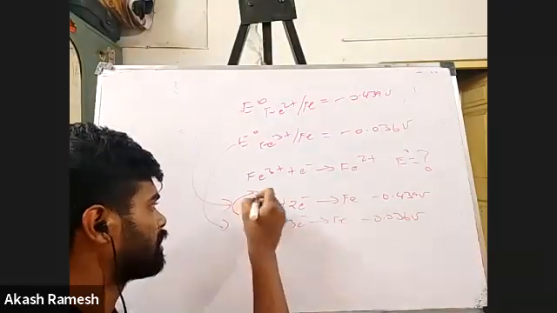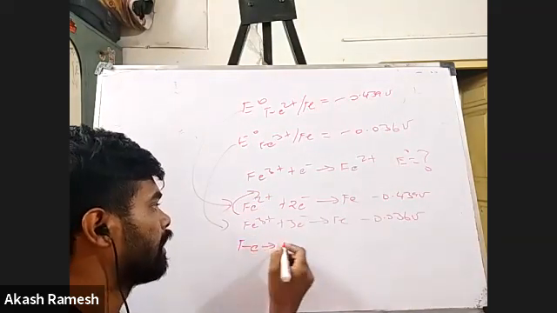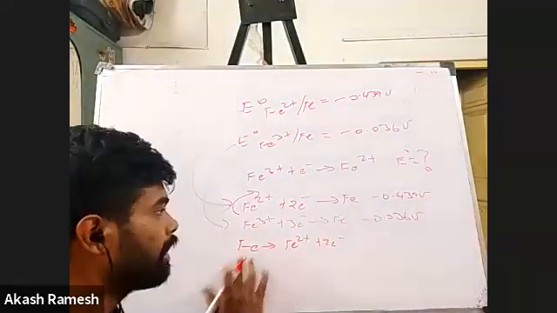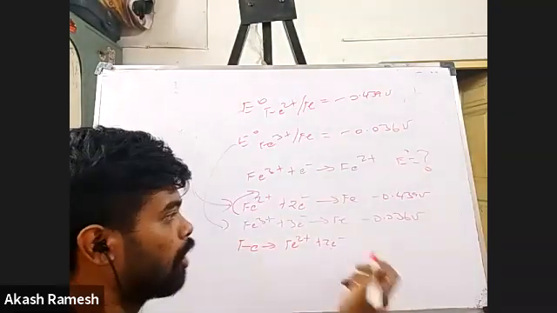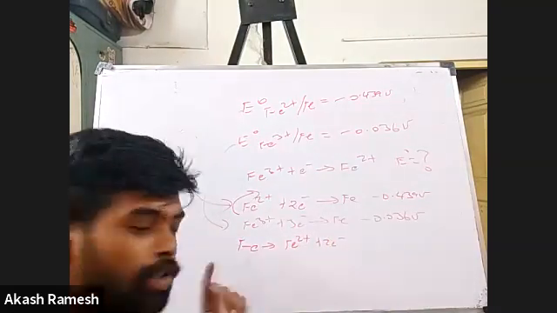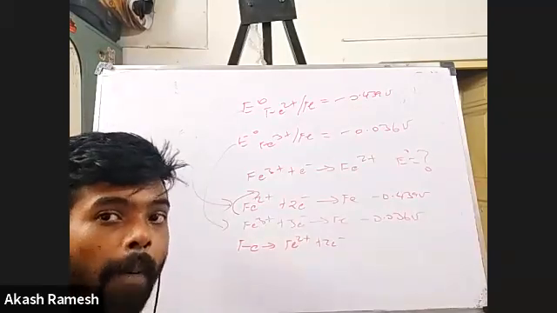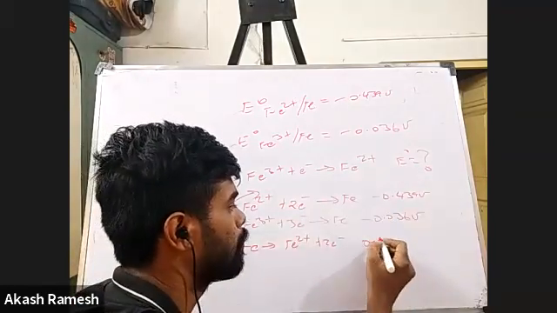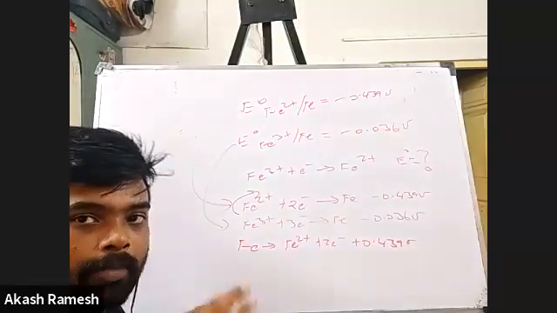So when I reverse this, how will I write the equation? I'll write it as Fe giving Fe2 plus and 2 electrons. Correct? If I reverse the reaction, Fe gives Fe2 plus and 2 electrons. Now you cannot add or subtract, or multiply, but whenever you reverse the reaction, you reverse the sign of the reduction potential value. So here it is negative, so here I can write it as positive, plus 0.439 volts. This is the first step we'll do.